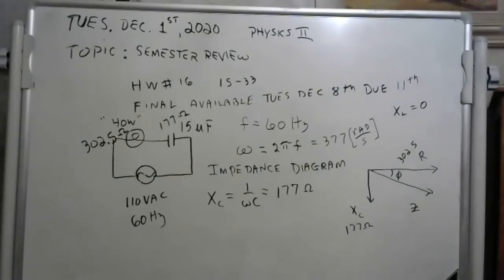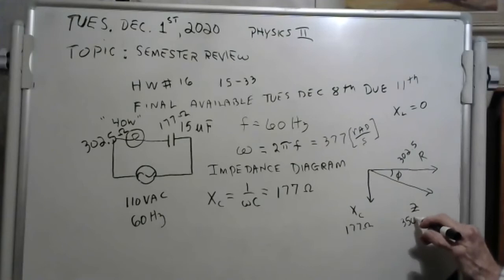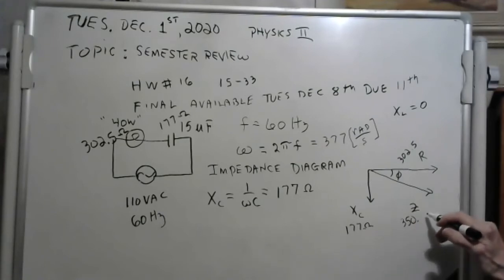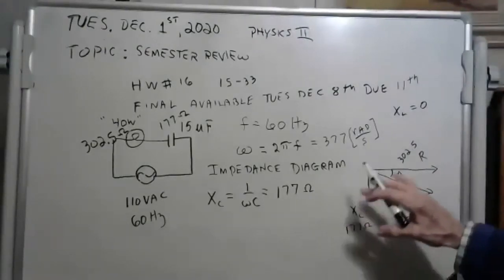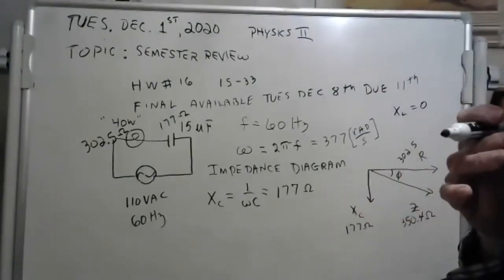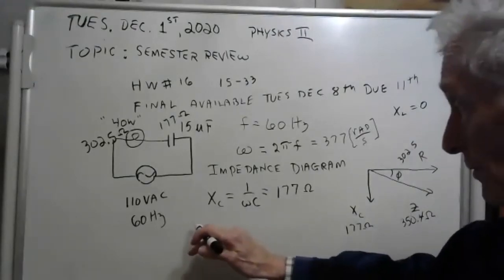Well, I did this and I came up with an impedance of 350 ohms. You have to square that, take the square root. I got that same thing. Yeah, there you go. Good going. Proud of you. Okay, now we're going to get the current.